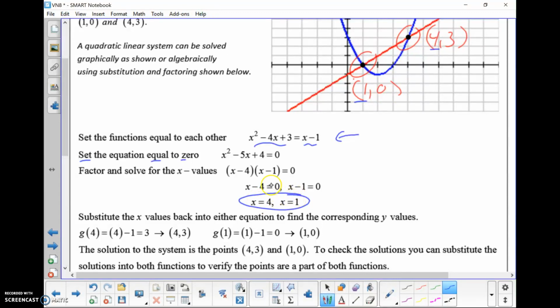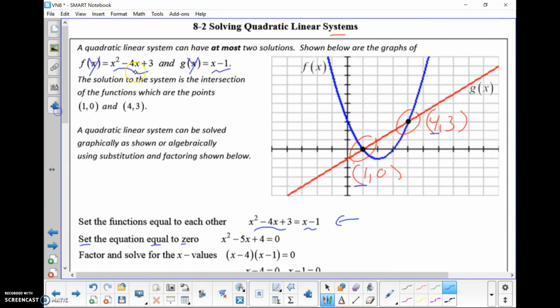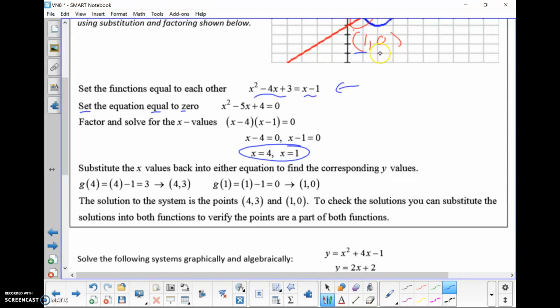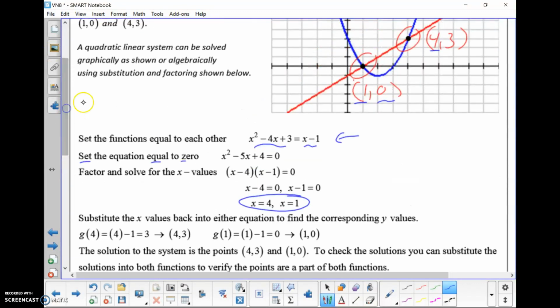What you have to do with these x values is plug them back in to either equation and solve for y. Typically I use the linear just because it's a little bit quicker, a little shorter. So it's x minus 1, and 1 minus 1 is 0, so that's why we got a 0 there, and 4 minus 1 is 3, so that's why we get a 3 there. But you got to plug them in to get your 2 points of intersection.